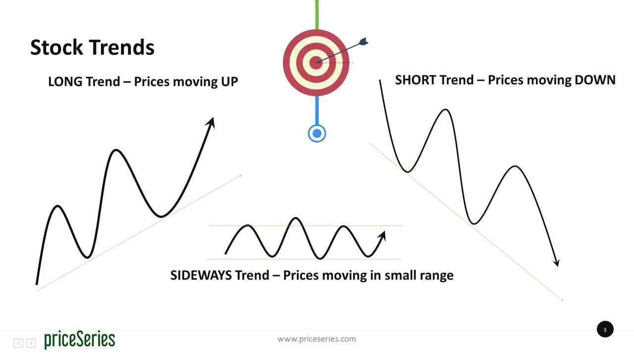Stock market typically displays three types of trends. A long trend when stock prices are moving up. A short trend when stock prices are moving down. A sideways trend when the stock prices move up and down a small range.